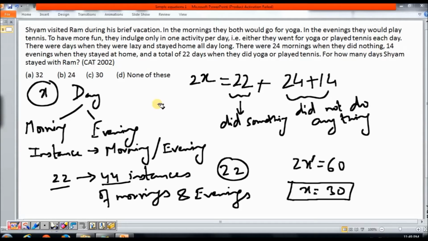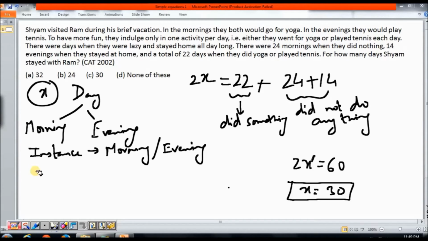Another approach can be that you assume the value to be something. So let me try to solve it in an alternate way. Let me say that I assume the number of holidays are 24 days, or they stayed together for 24 days.